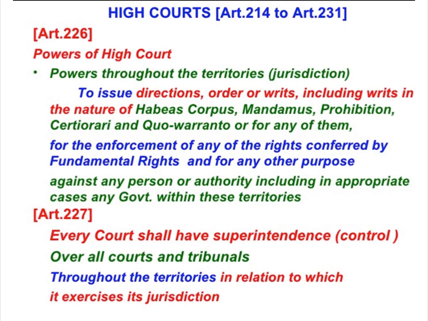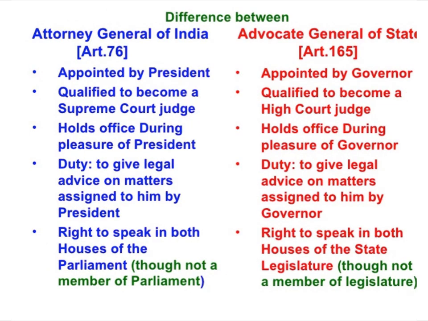Power of judicial review. High Courts have the power of judicial review. They have the power to declare any law or ordinance unconstitutional if it is found to be against the Indian Constitution. Power of certification. A High Court alone can certify the cases fit for appeal before the Supreme Court against a district court's decision.